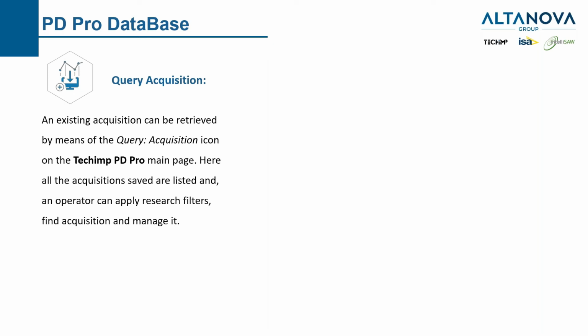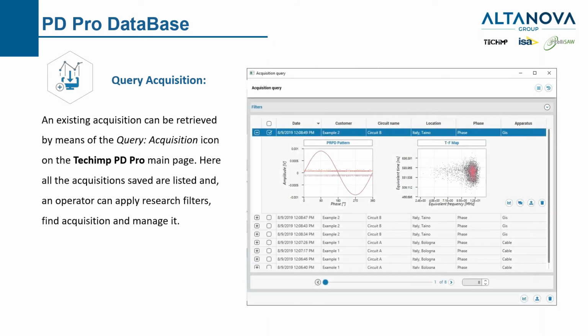Query acquisition: basically we can recall the single acquisition we've made, and then we have some functions to be used together with a single acquisition. If you can see these 4 rounded buttons on the bottom right of the graphs, we can do the processing, we can copy the data, we can export the data, so we can create data with this single acquisition, or we can delete it.